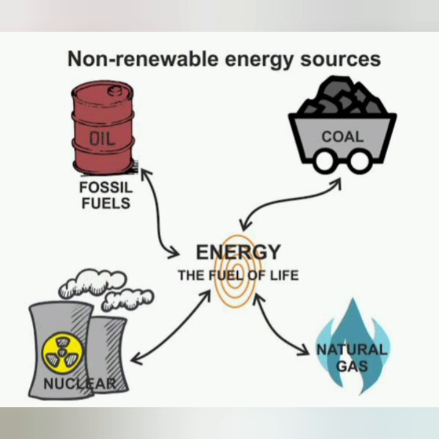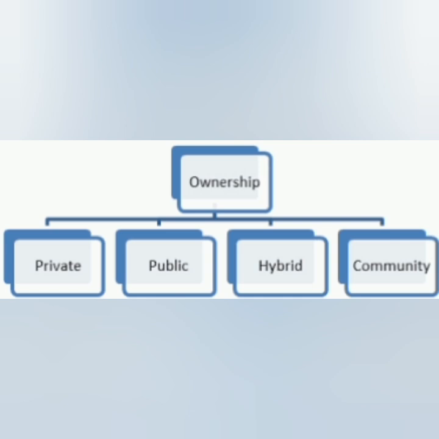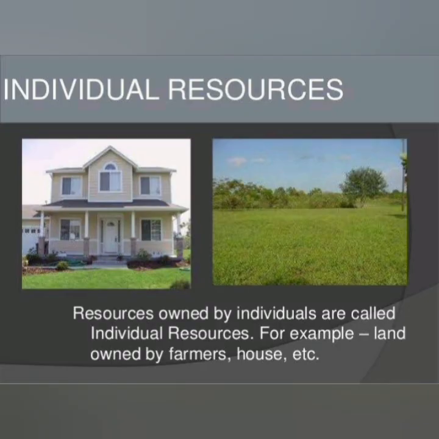On the basis of ownership, meaning whosoever owns that resource, we can divide them into individual resources, community owned resources, national resources, as well as international resources. Individual resources are privately owned resources by individuals. For example, land by farmers. Even human beings own their own land, houses, and their vehicles.